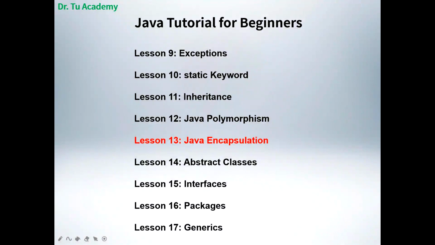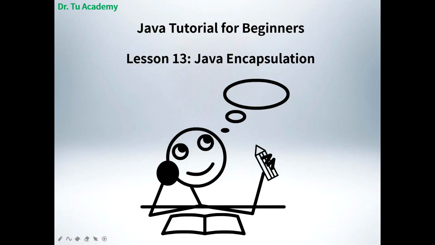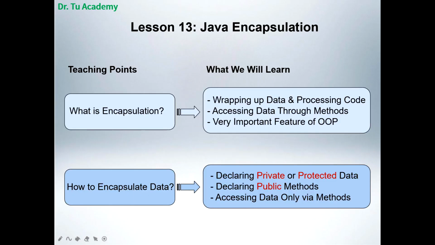This is Java tutorial for beginners, lesson number 13. The topic of this lesson is Java encapsulation. There are four most important concepts regarding object-oriented programming: inheritance, polymorphism, encapsulation, and abstraction. We learned inheritance in our lesson 11 and polymorphism in lesson 12. Now we are going to learn encapsulation.